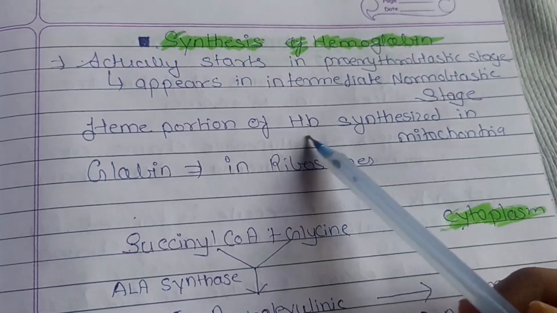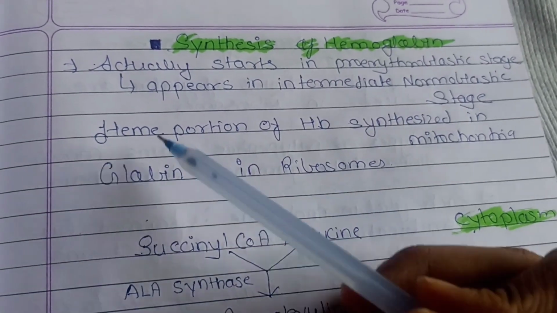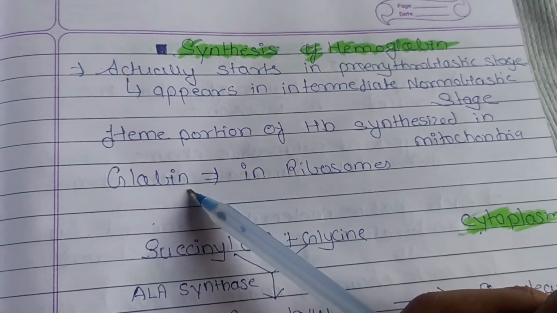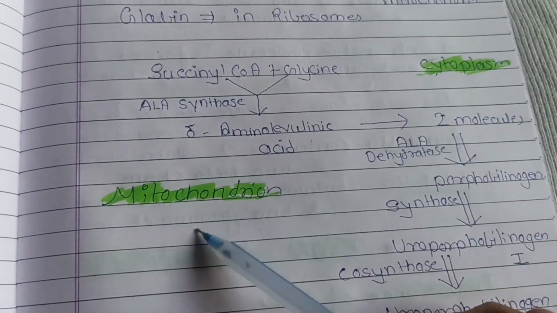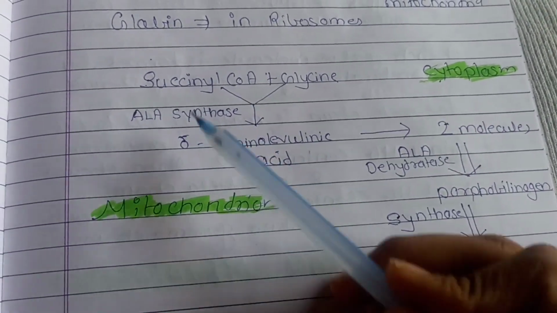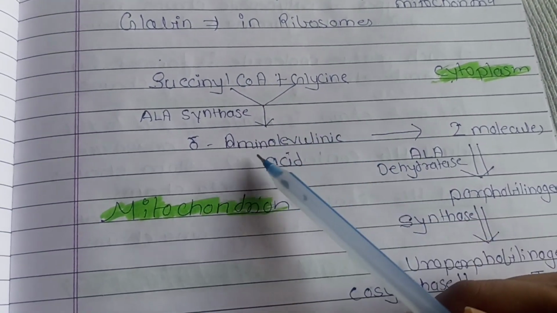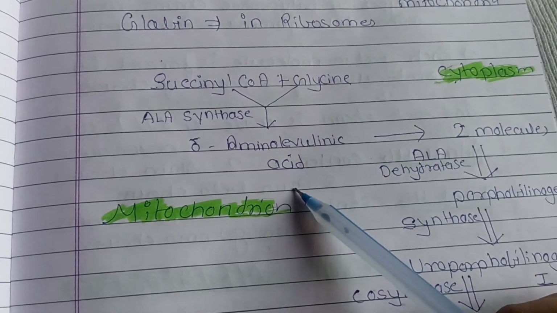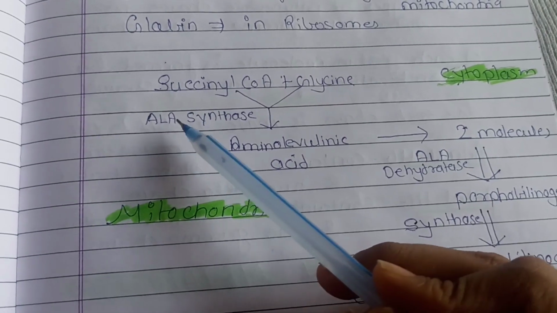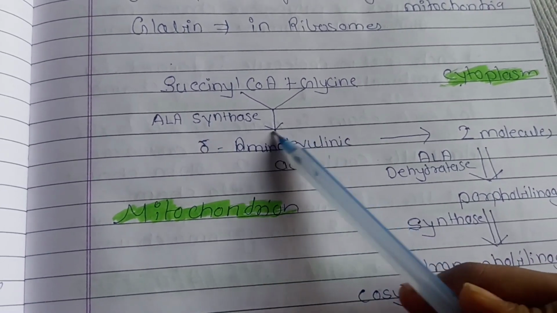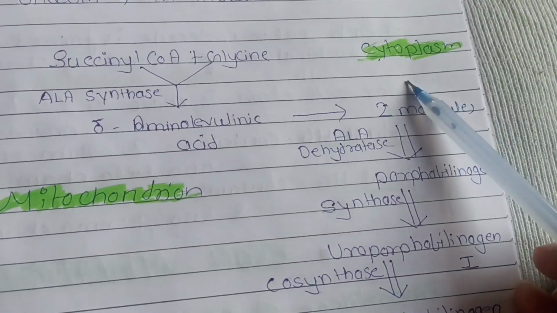The heme portion of hemoglobin is synthesized in mitochondria and globin in ribosomes, and heme and globin together form hemoglobin. Okay, so first we will see mitochondria. In mitochondria, succinyl CoA plus glycine together form amino-levulinic acid with the help of ALA synthase. What is ALA? Amino-levulinic acid. Then two molecules of amino-levulinic acid go into the cytoplasm.